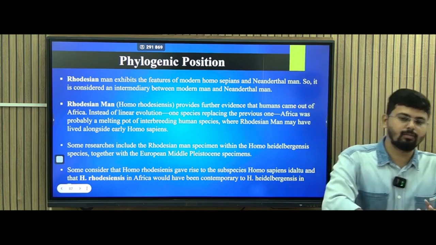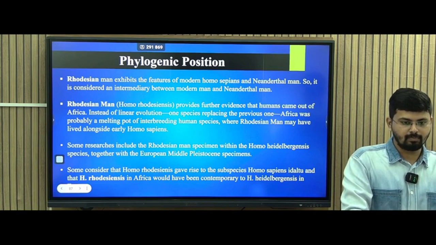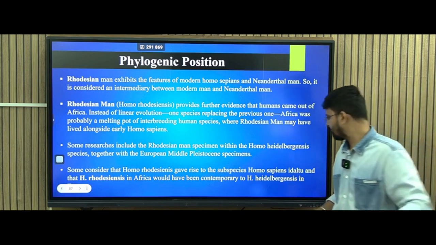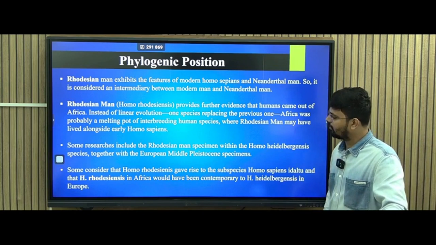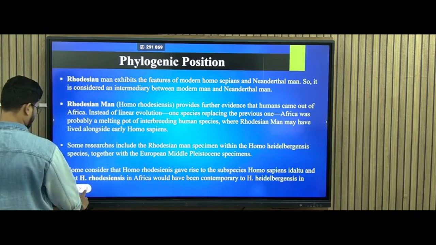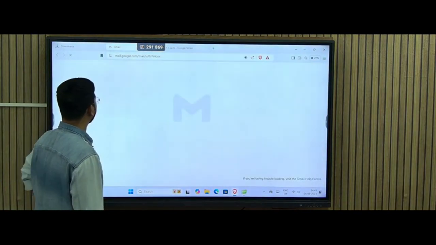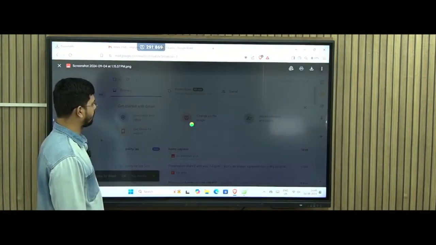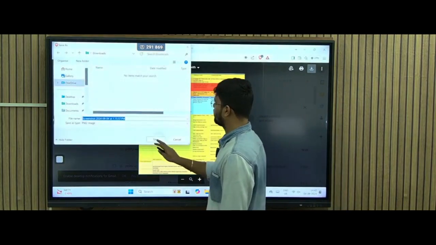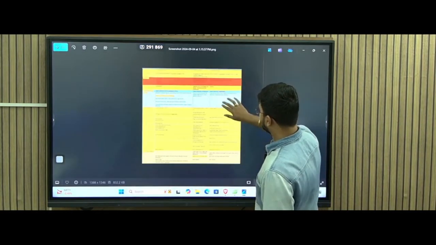So just by going through this table, you will be able to understand the required information. So you can see here.